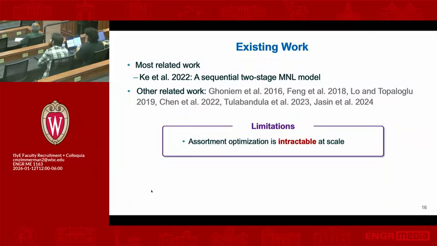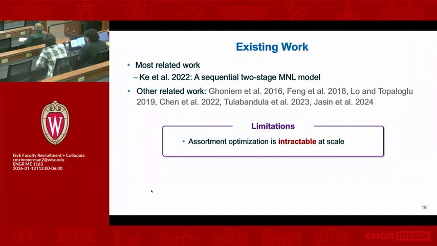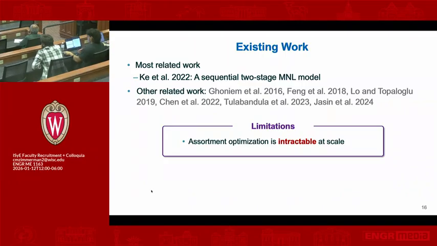However, the assortment optimization for this model is intractable at large scale. By intractable, I mean the optimization problem is NP hard, and if we want to solve it exactly, it is equivalent to a mixed integer quadratic program, which we know is in general hard. And in the numerical experiment part, we will also compare the performance of the algorithm for this model. There has been some other related work, but they all face this intractability issue.